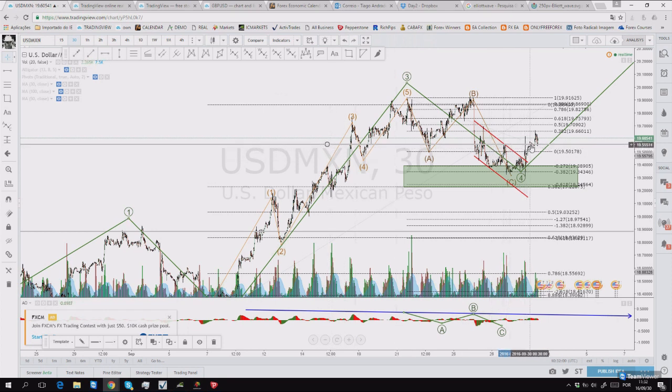Would I think that this would be a barrier? Is that the question? Would I think that this would be a possible reversal? Is that the question? Yeah, it could be. It could be.